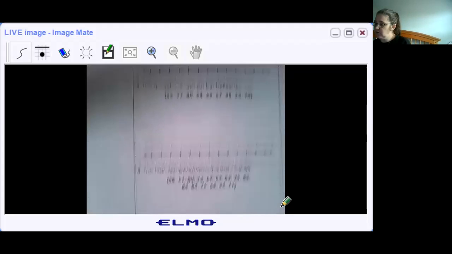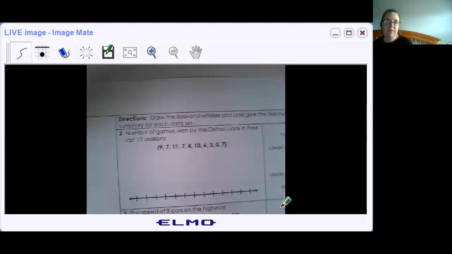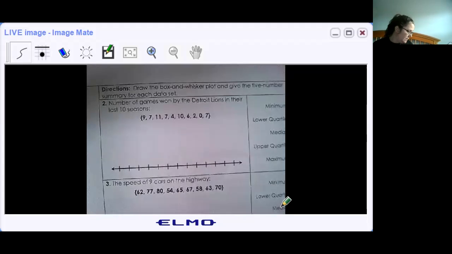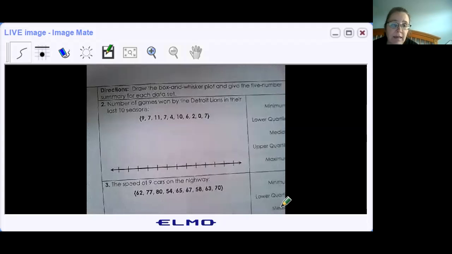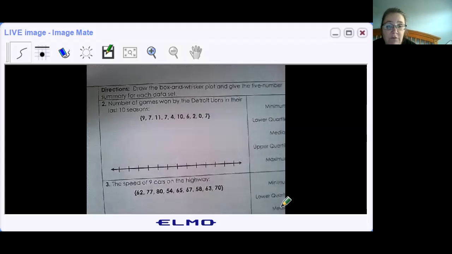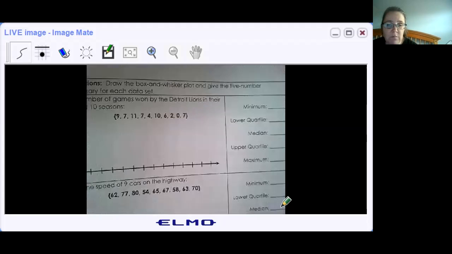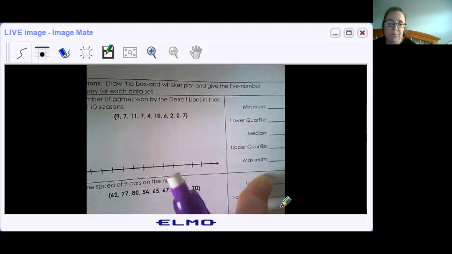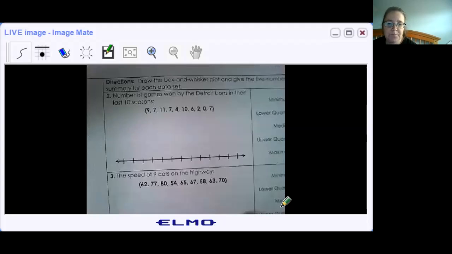So now I want you to look at this information right here. And I want you to take the next 5 minutes and create the box and whisker plot for this piece of information for number 2, and then fill out all your key information about minimum, lower quartile, median, upper quartile, and maximum. Okay?